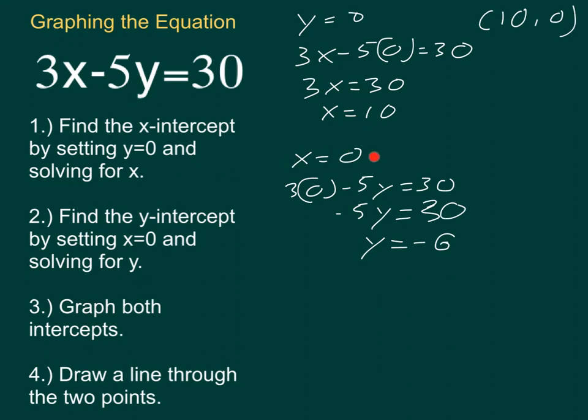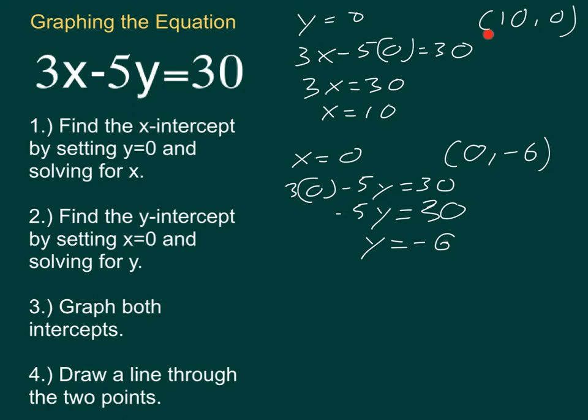Using these two coordinates, x equals 0, y equals negative 6, I'm going to get my other ordered pair. A common mistake is to put these two numbers together and get the ordered pair 10, negative 6. We don't want to do that. Remember that for the intercepts, either your y or your x will have to equal 0.